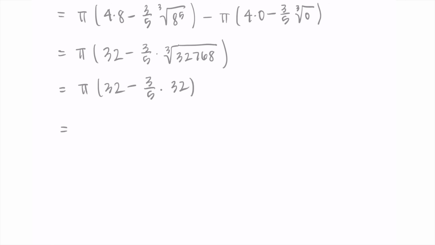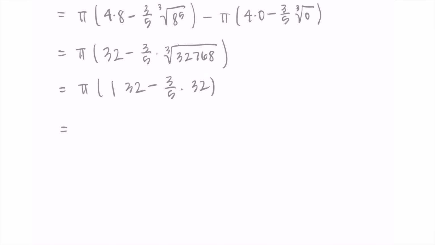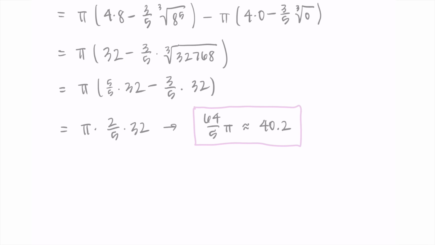So a little trick here to help you simplify this if you're trying to do it by hand. I like to think of this 32 that's in front as 1 times 32, and then we're subtracting off 3/5 of a 32. So you can think of us as having 5/5 of a 32, and then minus 3/5 of that 32. And so I'm left with 2/5 times 32. And there we go. So I guess we could go one more step. This is 64/5 pi, which if you type into your calculator, we're going to get 40.2 for that volume. So this is the solution for our volume of that solid of revolution that we found.